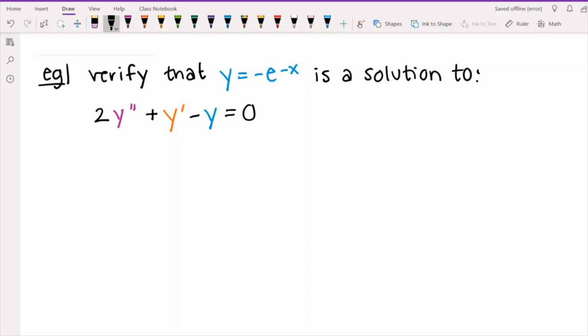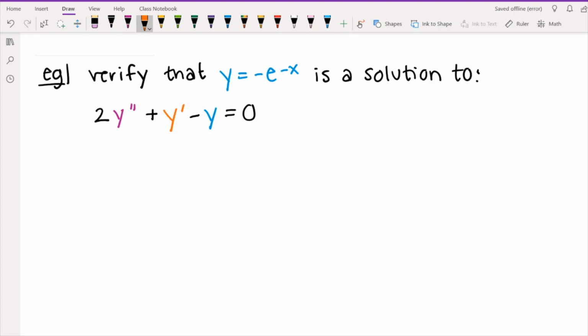So how do you verify that something is a solution? Forget about differential equations for a second. Well, you plug it in, right? If you have a linear equation and someone asks you to verify that something's a solution, you would plug that point into the equation and show that it gives a true statement. And so what we want to do is, we already know what y is. Now we just need to find y double prime and y prime, and then we can plug those in.